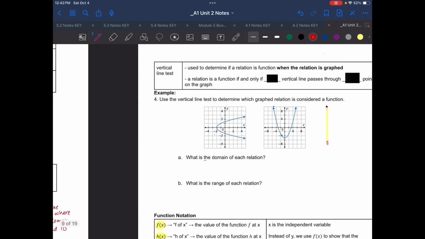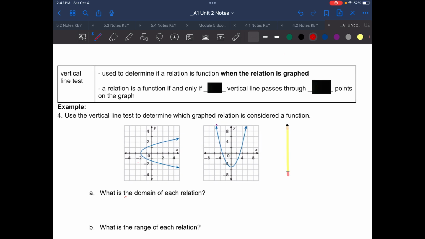All right, so moving on, we also have what's called the vertical line test to help us find functions. And we use this when the relation is graphed, okay? So the relation is a function if and only if no vertical line passes through 2 or more points on the graph. So if you have a vertical line going across your graph, it should only go through 1 point at a time. It never should ever go through 2 points at a single moment. If it does, it's not a function. Use the vertical line test to determine which graphed relation is considered a function.